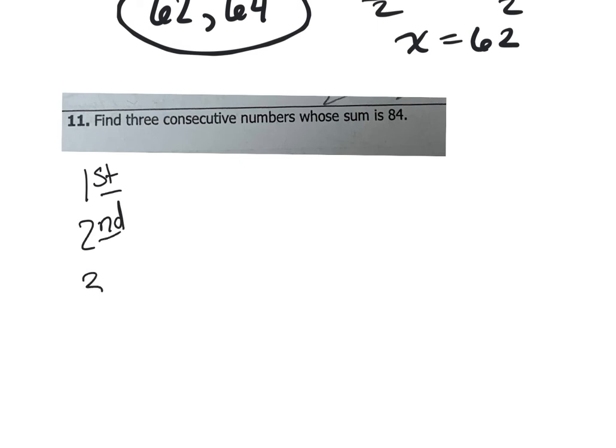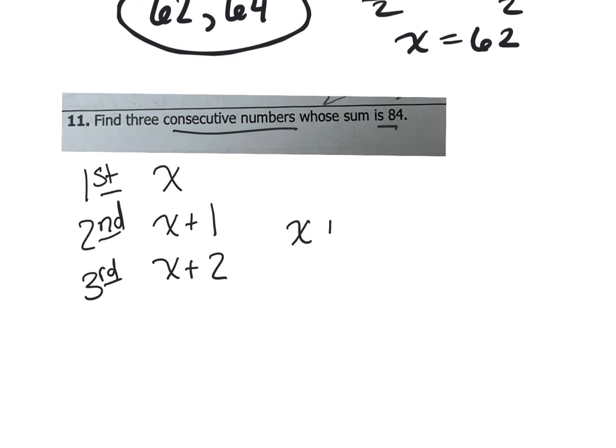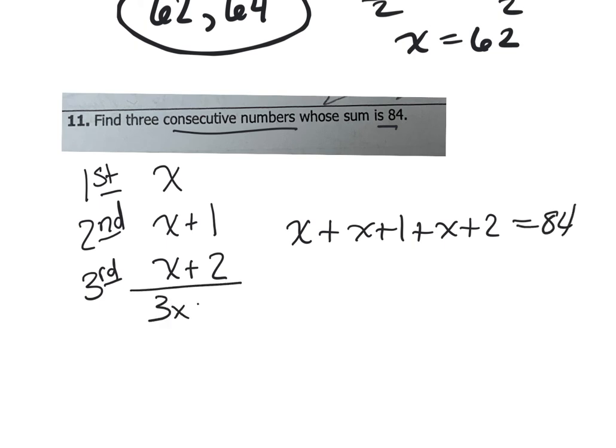Number 11 says to find the consecutive numbers whose sum is 84. So we have a first number, second number, and third number, right? So what's your first number going to be? X. What's your second number? X plus 1. They're just consecutive numbers. They're not odd or even. And then x plus 2. So x plus 1, and x plus 2. Their sum is what? X plus x plus 1 plus x plus 2 equals 84. And you might just see you have 3 x's here and plus 3. You can do that. 3x plus 3 equals 84.